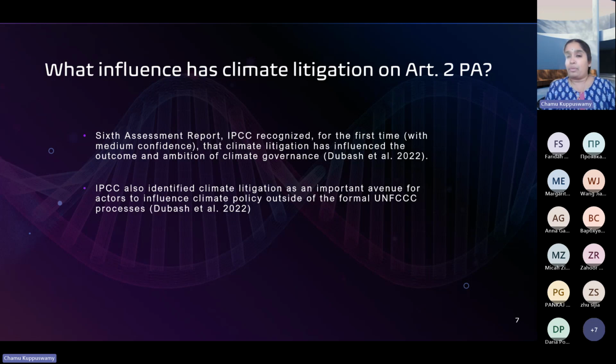The UNFCCC processes, we're already acquainted with. We know what happens on a yearly basis. That is the meeting of the parties in the COPs, and we know how it's structured, what sort of items go on the agenda, how decisions are taken, etc. So given that this is the formal UNFCCC process, using climate litigation is an effective way of more people having more influence on this target and this goal set out by the Paris Agreement.